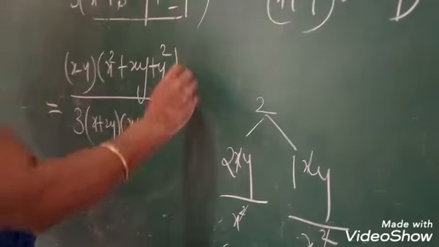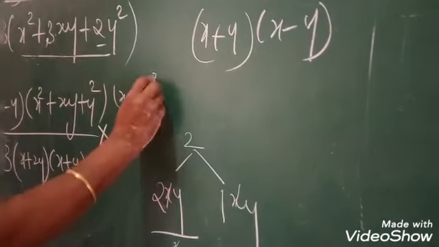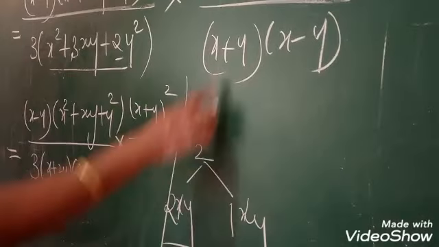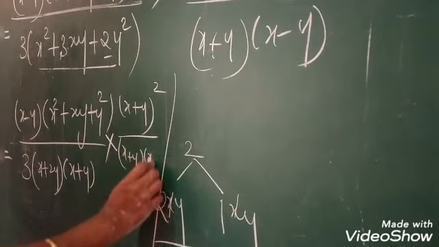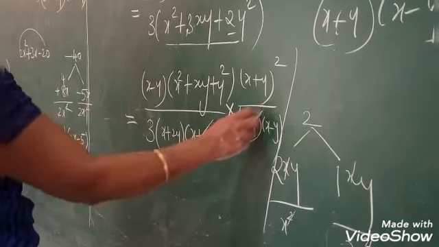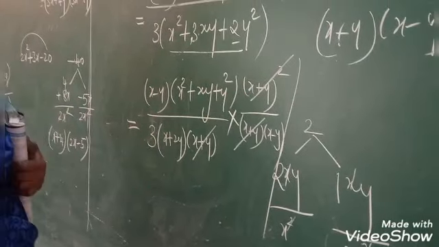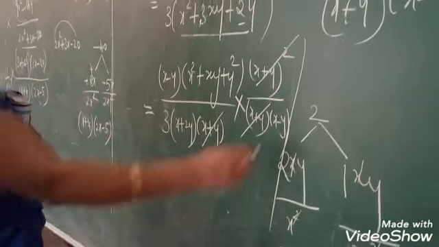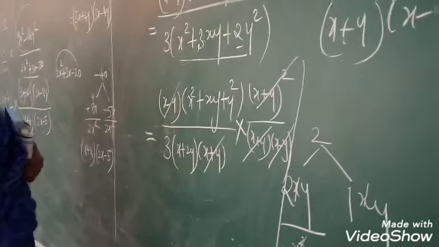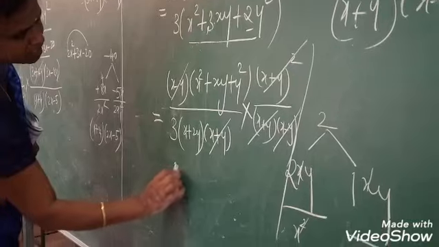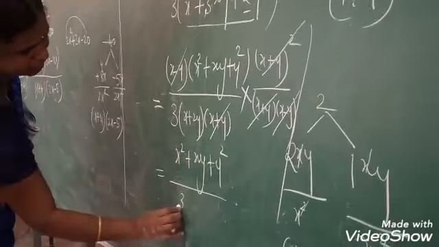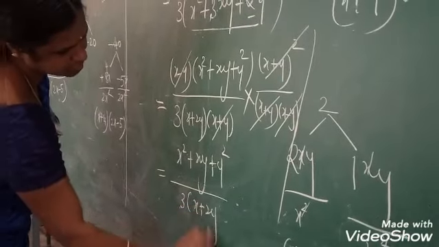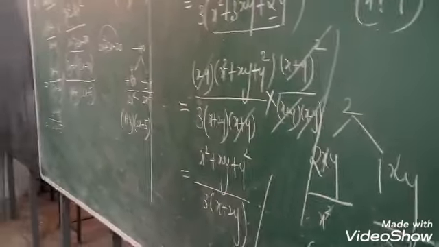Next here, x plus y the whole square in the numerator divided by x plus y and x minus y. Now you have to simplify the numerator and the denominator. Here 1 x plus y, here 1 x plus y, here 2 x plus y. x plus y the whole square cancels. Then x minus y cancels, here also x minus y cancels. The remaining is x squared plus xy plus y squared divided by 3 times x plus 2y. That is the remaining. Okay girls, this is the answer for the second sum.